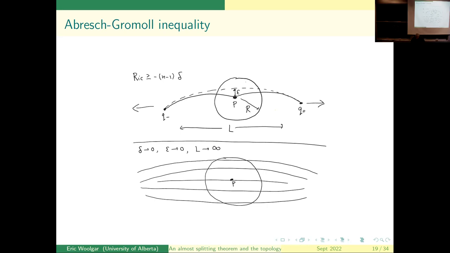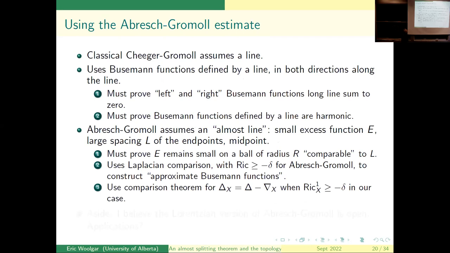That's okay. So that's what the Abresch-Gromoll estimate will do for you, and so you have to use it here. Cheeger-Gromoll classically assumes a line. Here you only have almost lines.